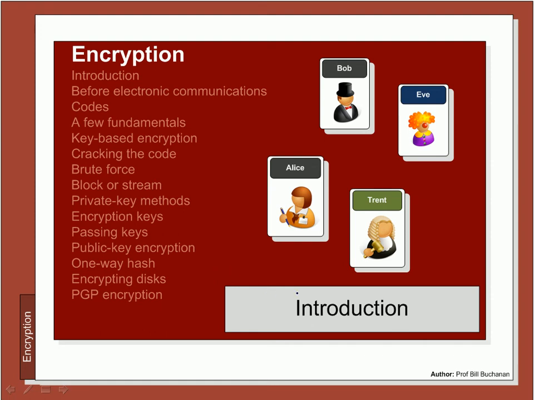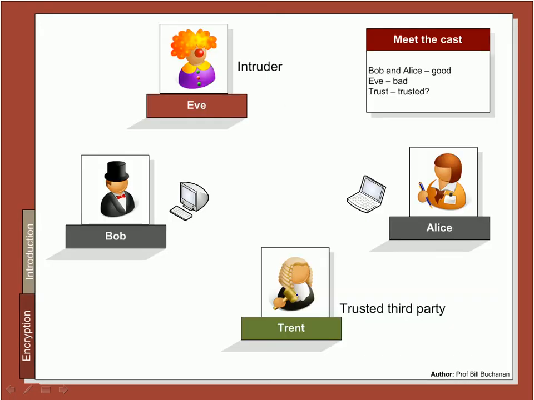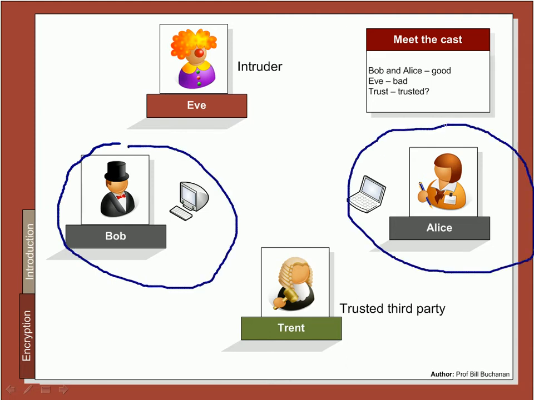Okay, so let's look at a basic introduction to encryption. The four characters that we will look at in this series of lectures are the good people, who are Bob and Alice. And Bob and Alice are trusted.